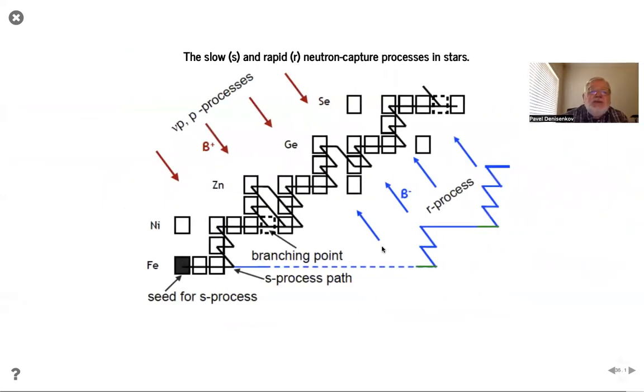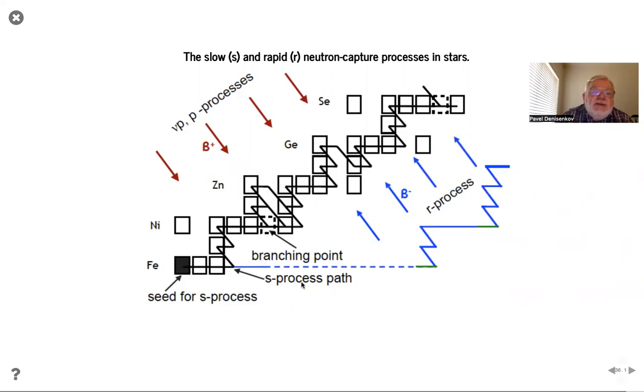Now the final plot here summarizes different processes that can occur on the chart of nuclides. Okay, so I already mentioned the s process, slow process of neutron capture. So when stable nuclei capture neutrons, and when this neutron capture process reaches the first unstable nuclei, it experiences beta decay to the next stable nuclei, then neutron capture to the next unstable nuclei, again beta decays to a stable nucleus. This is the path of the so-called slow process of neutron capture, okay?